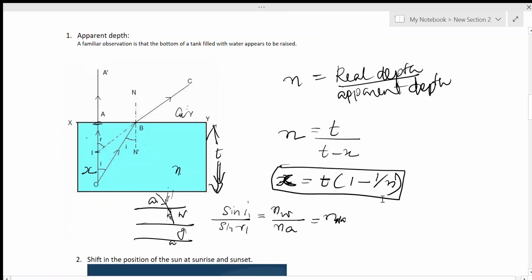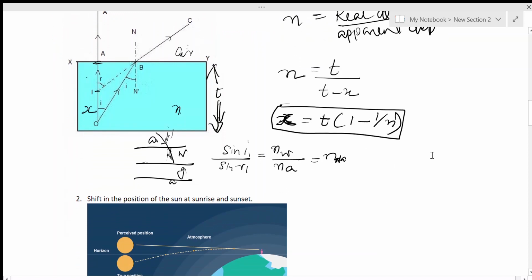Similarly, each one we will take. The next will be sine R1 divided by sine R2. So its respective media are glass and water. Second medium is glass, first medium for that part of the ray is water. So it is NGW.